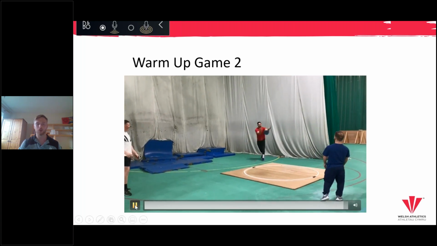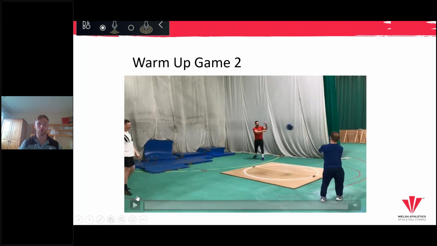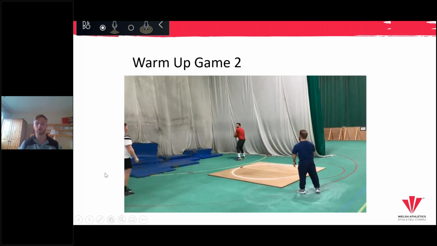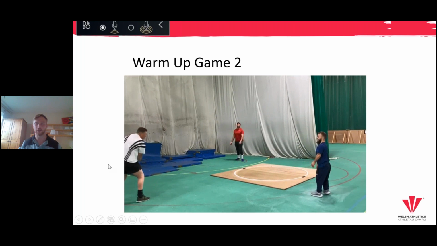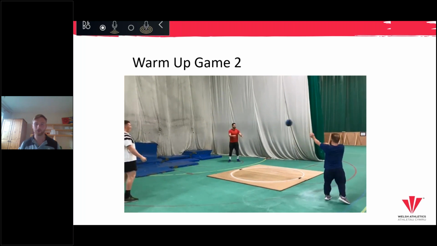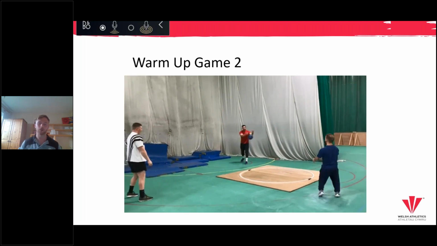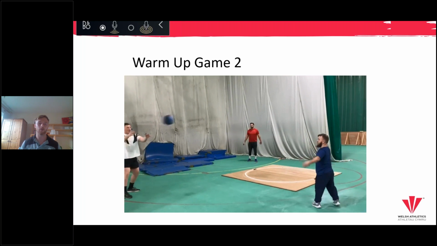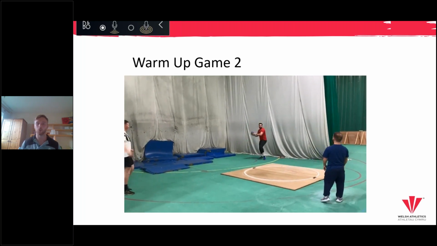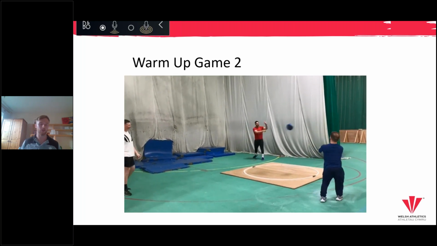Again, we're not using loads and loads of sets and reps. We're doing this for a long time because the emphasis is that we're not causing too much fatigue that negatively carries over to the event specific work. And you could change the difficulty of this exercise by, for example, increasing or decreasing the distance between the athletes. We're using different weight med balls as well.